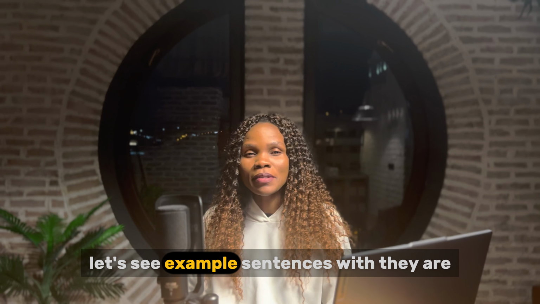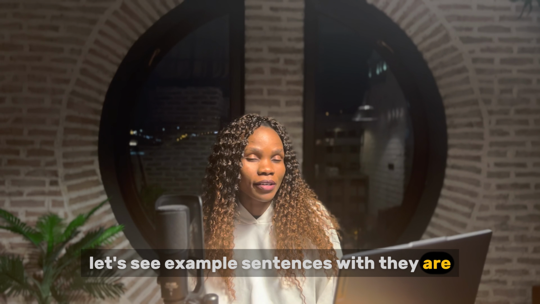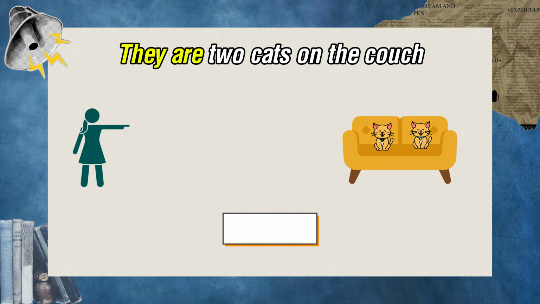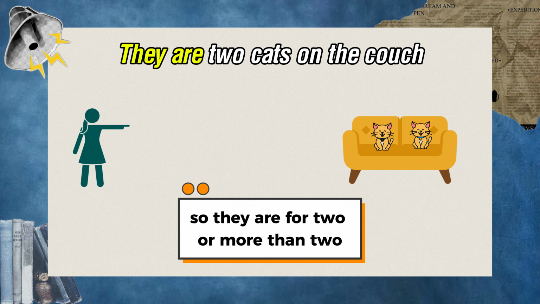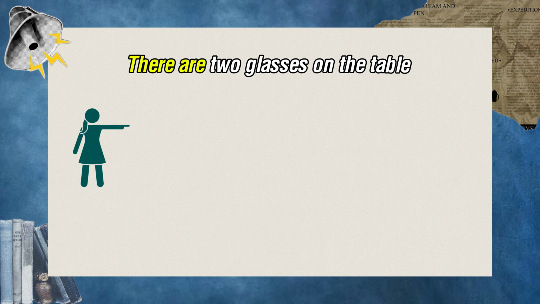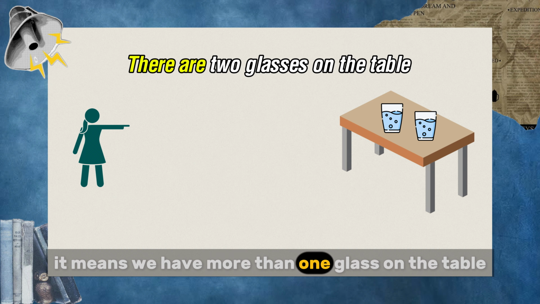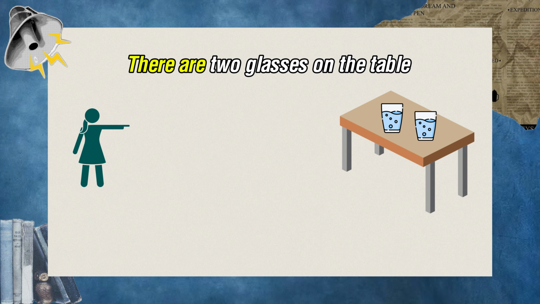Let's see example sentences with there are. There are two cats on the couch. So there are is for two or more than two. There are two glasses on the table. Here, it means we have more than one glass on the table.